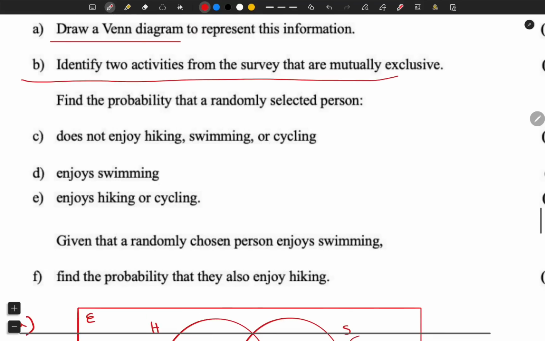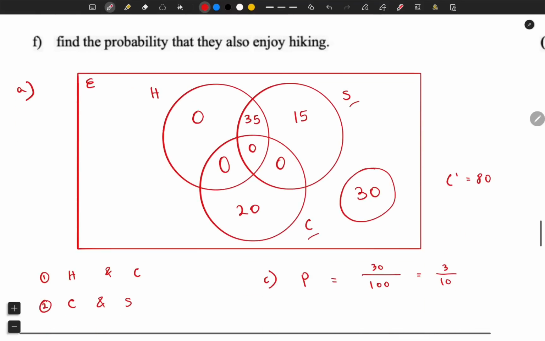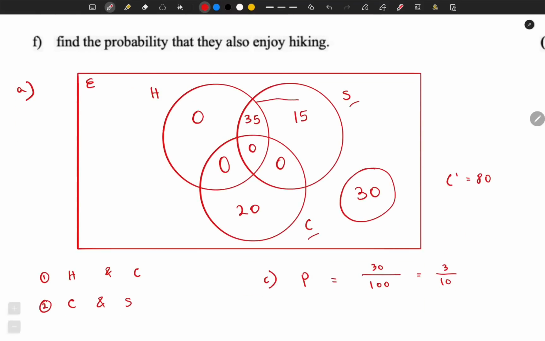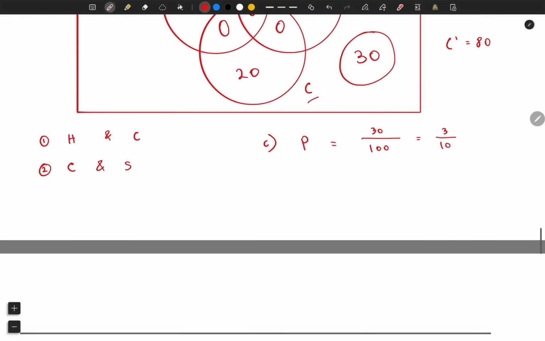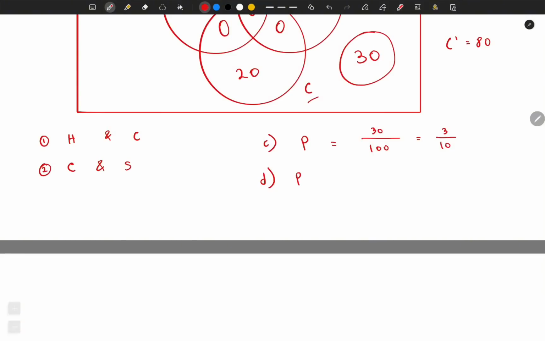Now we need to find the probability that a randomly selected person enjoys swimming. So in the swimming section, the total number of people are 35 and 15. So if we add these two values, we should get 50. So the total probability would be 50 over 100, which is 1 over 2.